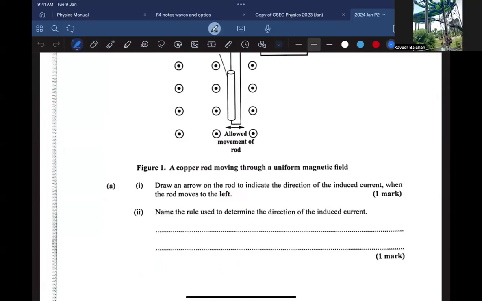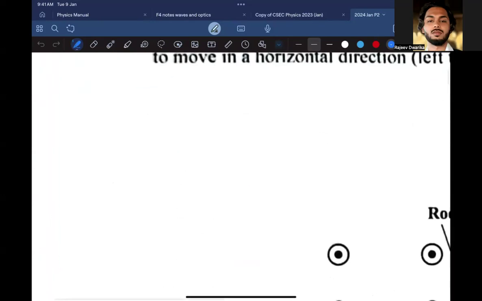Draw an arrow on the rod to indicate the direction of the induced current when the rod moves to the left. Okay, guys, a lot of you are probably very confused. Let me just explain the basic concept here. So we have this thing called Faraday's law, right? Faraday's law. And what does Faraday say? He says that if there's a change in magnetic field, there's an induced current. So what does that mean?